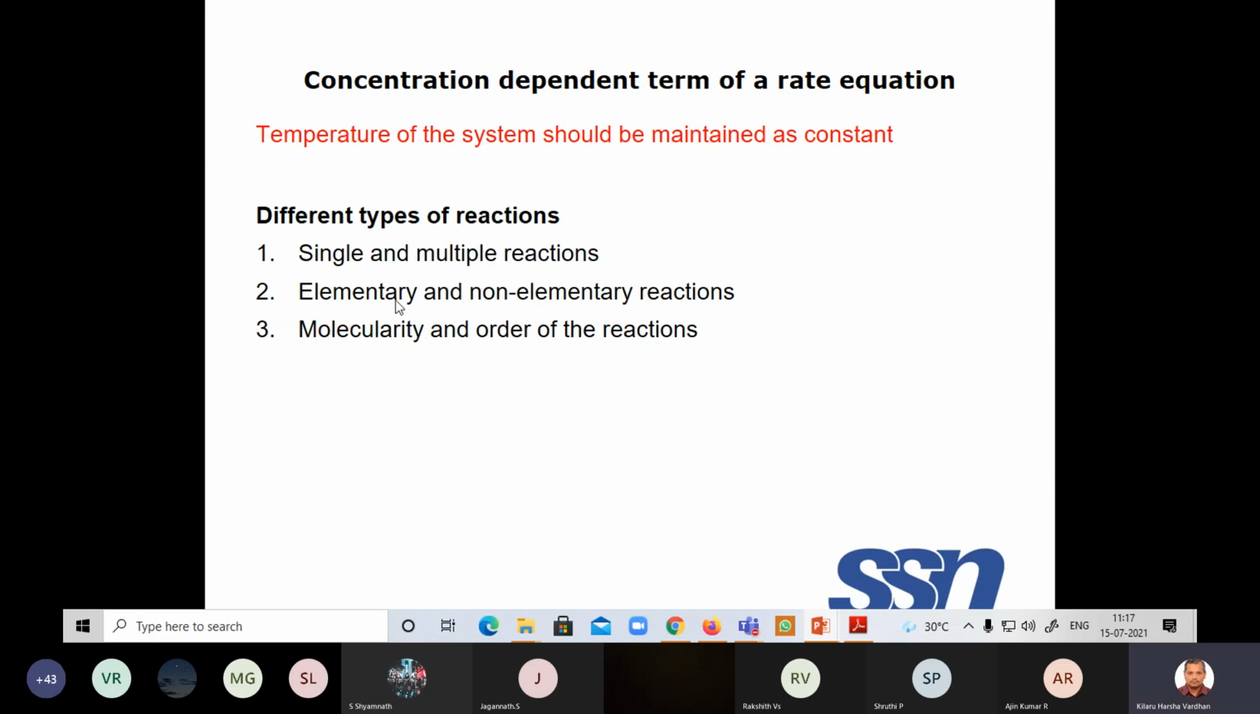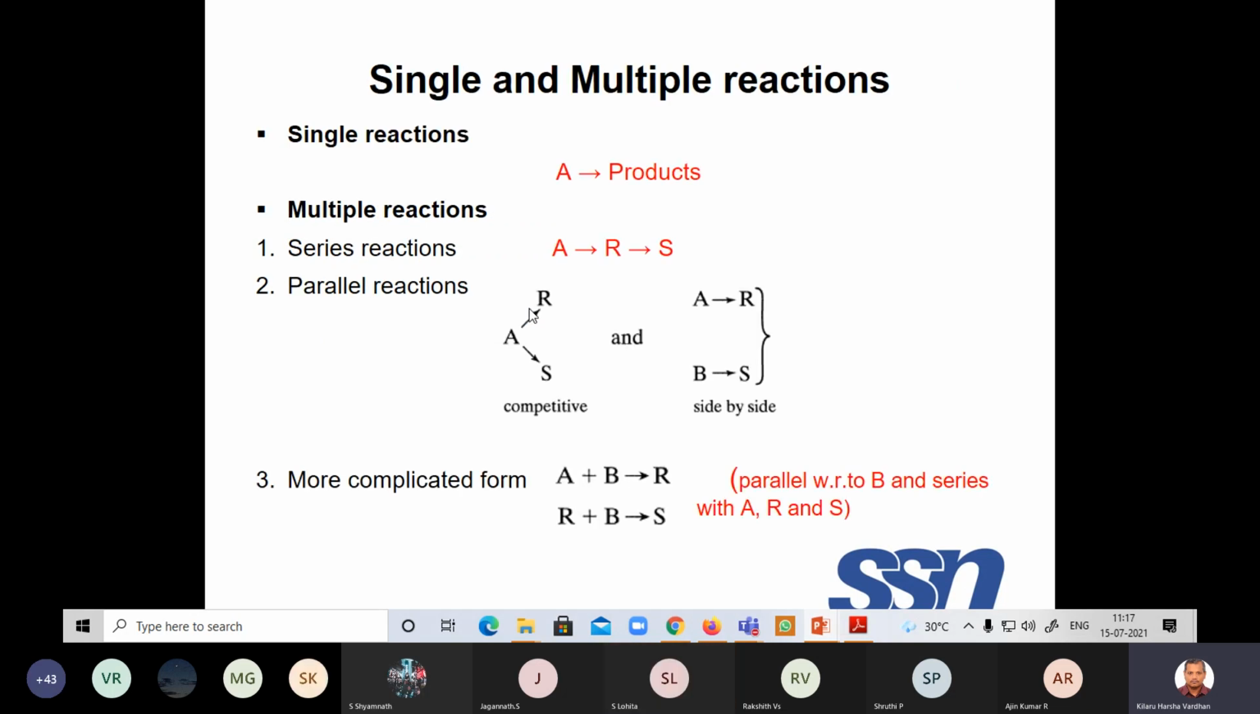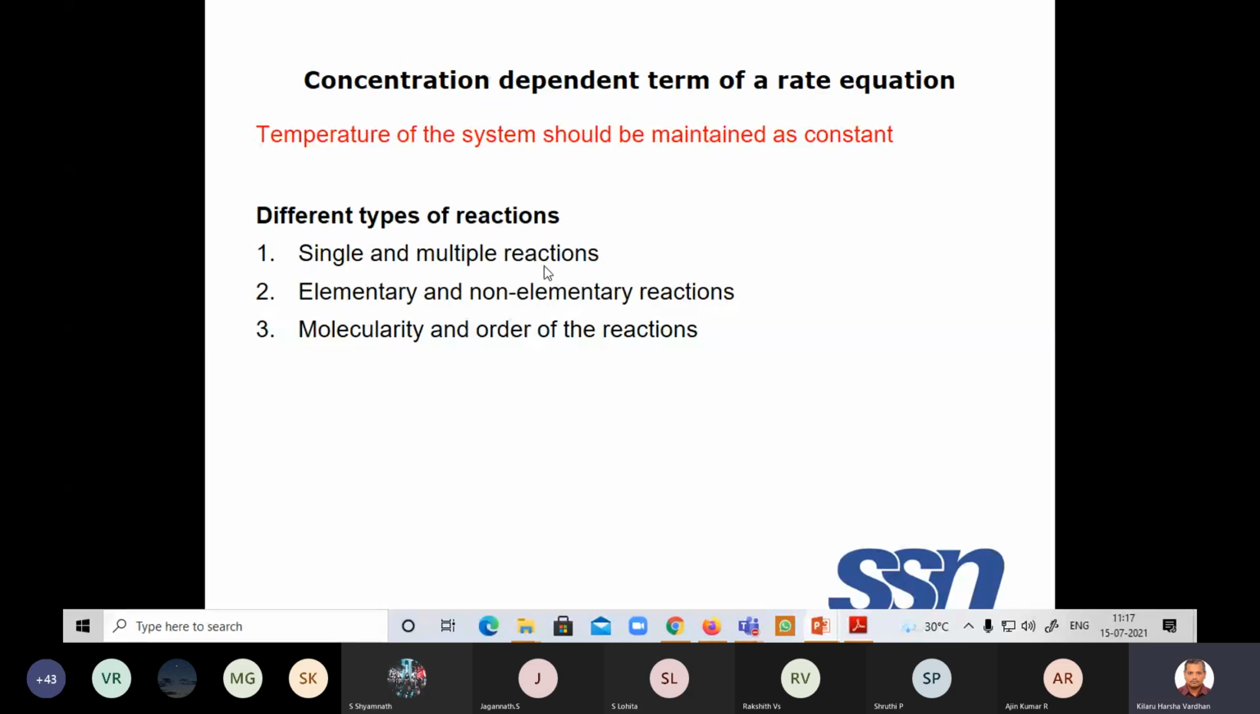We have to know what is an elementary reaction and a non-elementary reaction. The other one is molecularity and order. These three are very important, very much important. Each one is a 2 marks question. We'll see what is elementary and non-elementary now. First, what are single and multiple reactions?